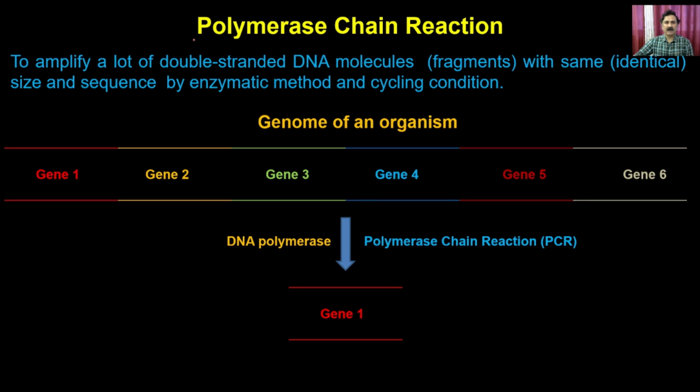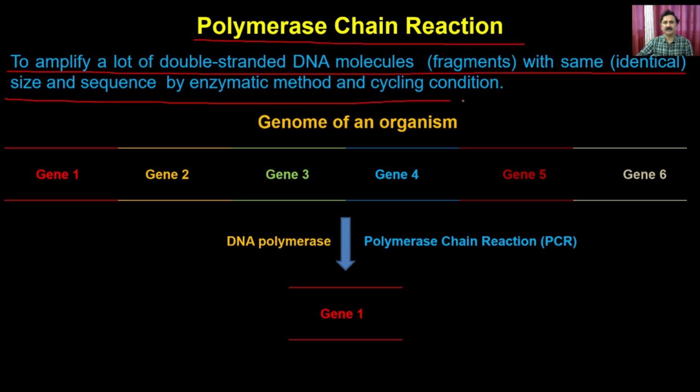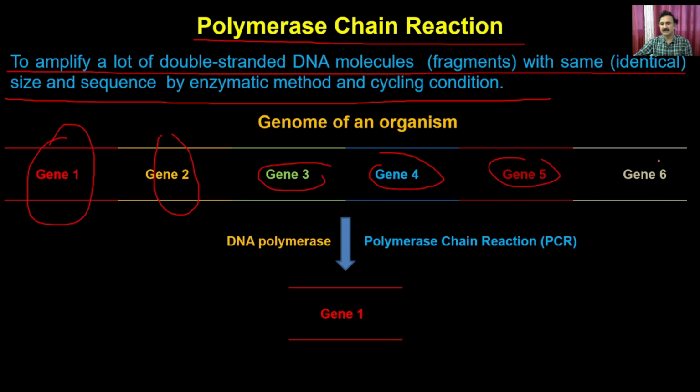So what is the polymerase chain reaction doing? It is amplifying a double stranded DNA with the same size and sequence by an enzymatic method under cyclic conditions. If you recall, we discussed how the polymerase chain reaction can be used to isolate a DNA fragment from the genome of an organism. You can imagine that a genome isolated from an organism could have different genes like gene 1, gene 2, gene 3, gene 4, gene 5, gene 6, and so on.